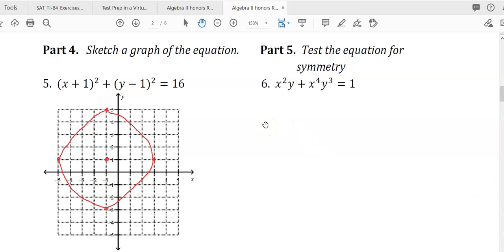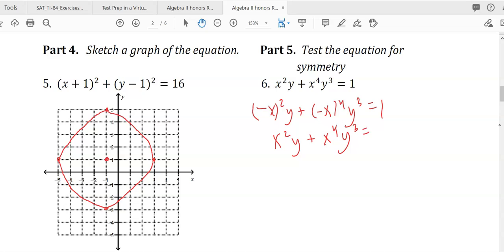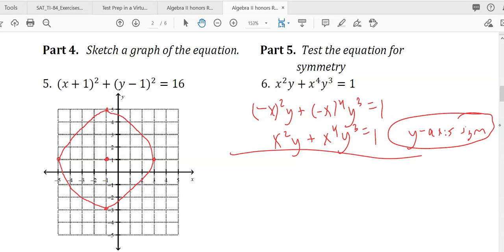Now test the equation for symmetry. So we can plug in negative x first to test for y-axis symmetry. Negative x squared times y plus negative x to the fourth times y to the third equals 1. So that term is always going to be positive because it's a negative squared. This term also will always be positive because it's a negative squared. So I think we started with the first equation, and we ended up with it. So plugging in negative x, we get y-axis symmetry.